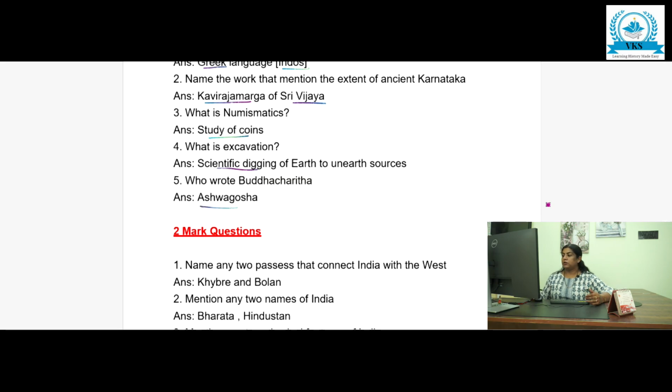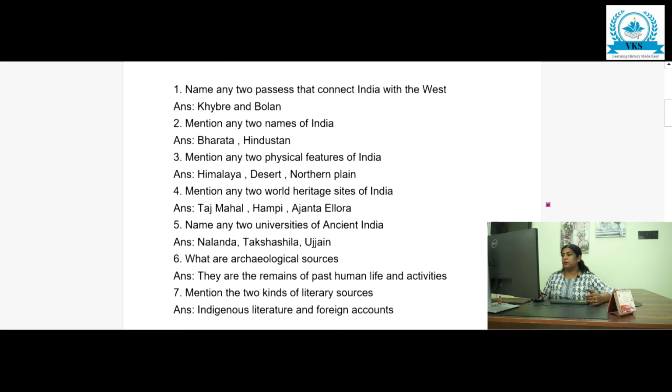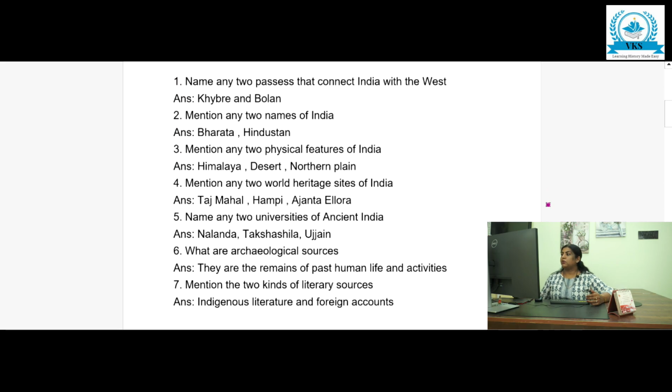Now let us move on to the 2 mark questions from chapter 1. Name any 2 passes that connect India with the West. Khyber Pass and Bolan Pass. Mention any 2 names of India. Bharata, Hindustan, Jambudvipa, Bharatavarsha, Bharatakhanda, any 2 from that you can write. So here I have written Bharata and Hindustan.